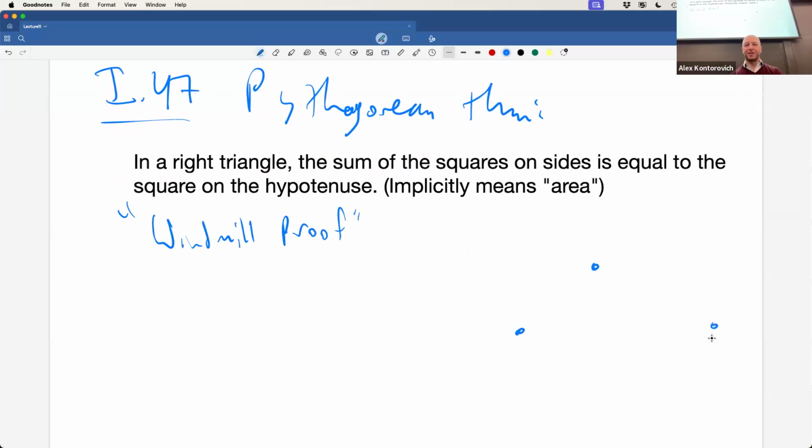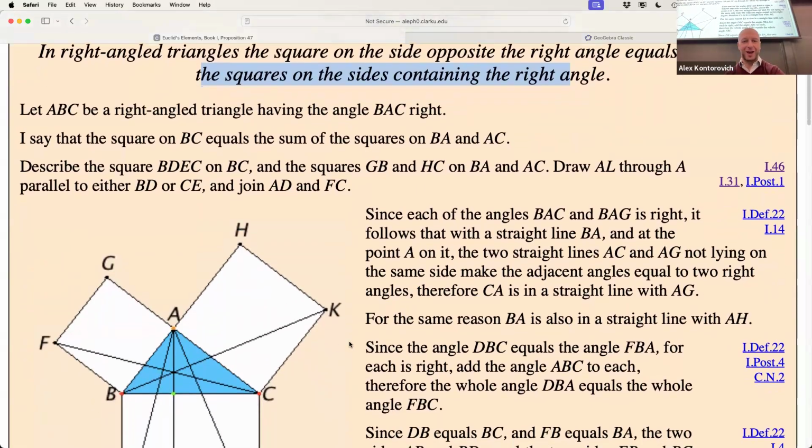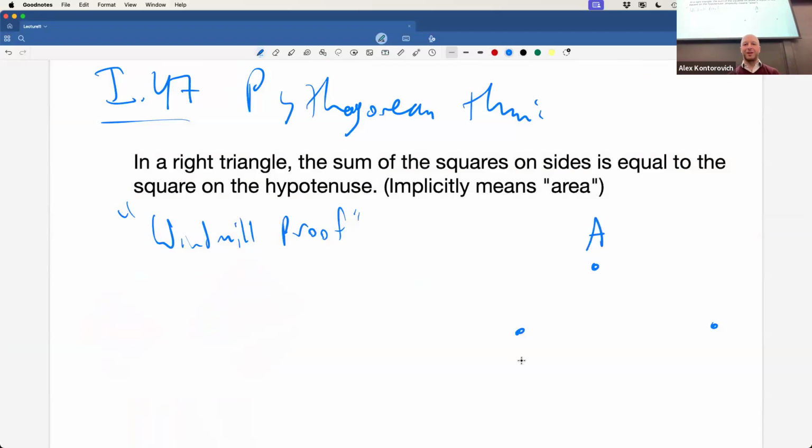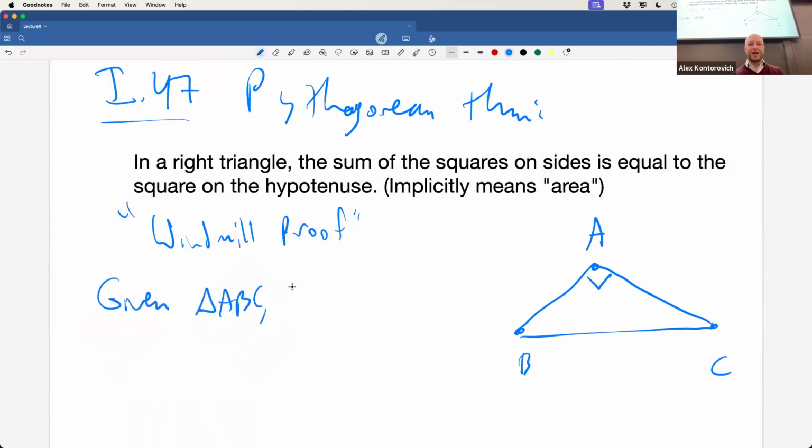He imagines, and you guys are bothered when letters change, so let me try to keep the same letters as in his picture. Okay, so A is going to be the right angle. B is over here, C is over here. And I'll make that the right angle. Okay, so we're given triangle ABC and angle CAB is equal to a right angle. That's our assumption.